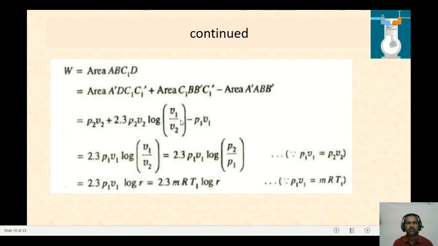So put all the equations. So finally what we will get, work done for the isothermal process in terms of 2.3 mRT1 log R. R means P2 by P1. So dear students, just remember, in examination or for our syllabus, we don't have any derivation. If you remember the work done formulas for isothermal, isentropic and polytropic, it's enough, right? So there is no derivation for the examination as per your syllabus. So the work done for the isothermal process is given by 2.3 mRT1 log R. R means P2 by P1.